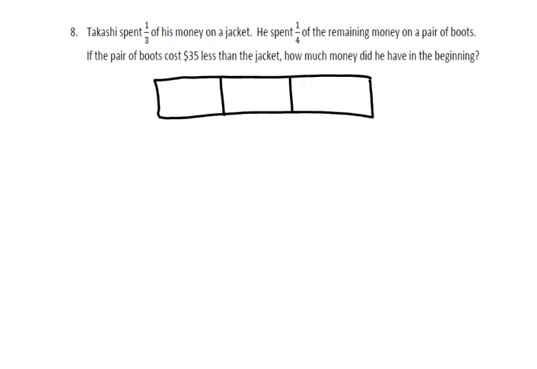So a third of the money went to the jacket. So if he used 1/3, there's 2/3 left over, and 1/4 of the remaining money was spent on a pair of boots. So we're going to take those two and we need to break them down into 4. So we split each of them in half.